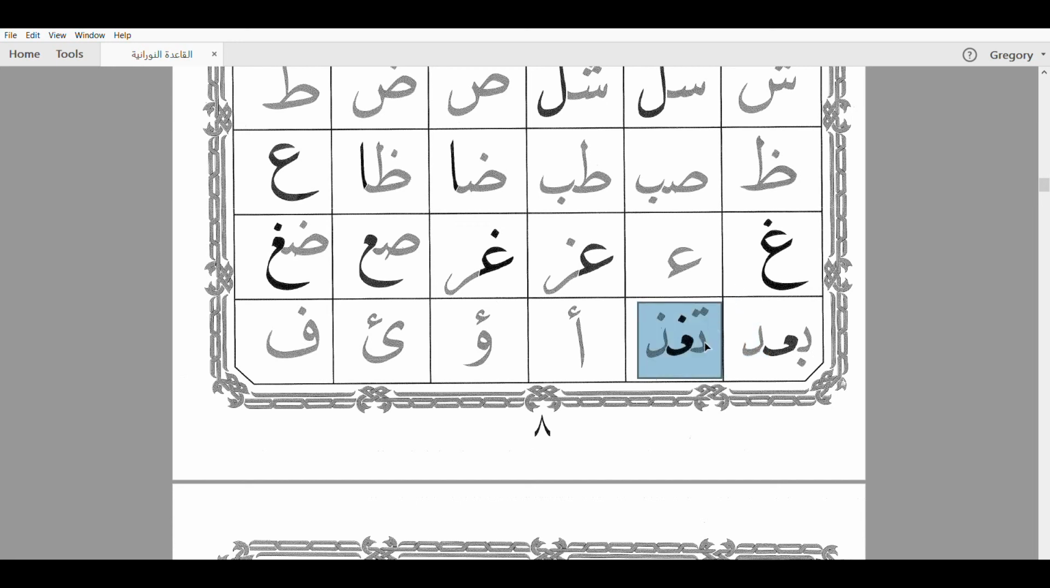This one, that's a ta. No, the G. The heavy G. Ghain, right? And this one? This is similar to this one, the dad. Dal. You can tell it's not a za or a ra over here because it's not sloping down.